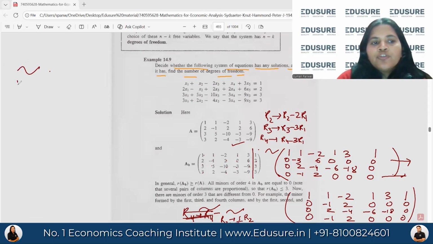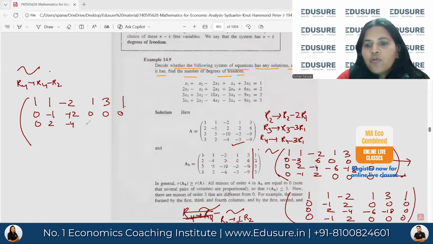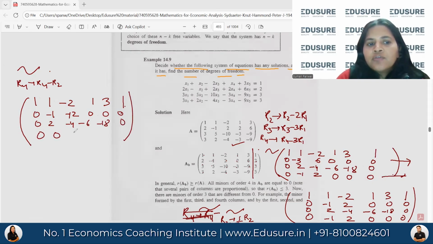Now the next step should be R4 goes to R4 minus R2. So my matrix system will become 1, 1, minus 2, 1, 3, 1, 0, minus 1, 2 plus 2, 0, 0, 0. Okay. 0, 2, minus 4, minus 6, minus 18, 0, and 0, 0, 0, 0, 0, 0. So notice that I have converted the last row as 0.